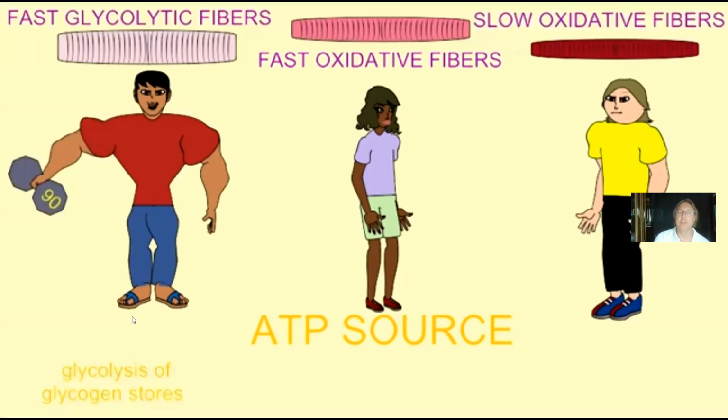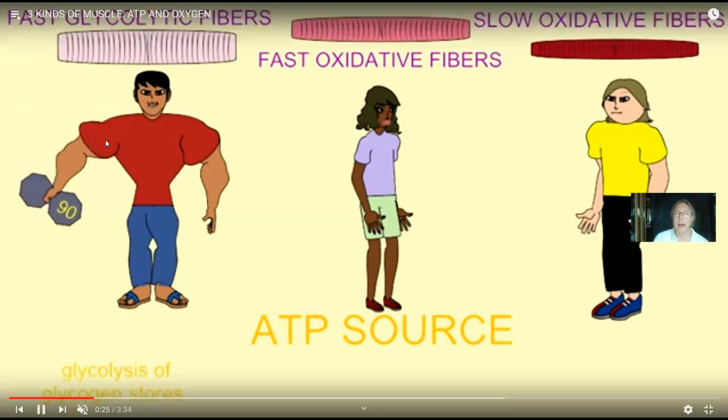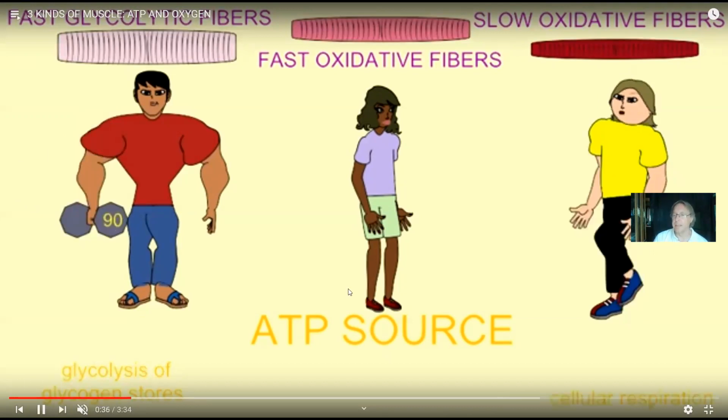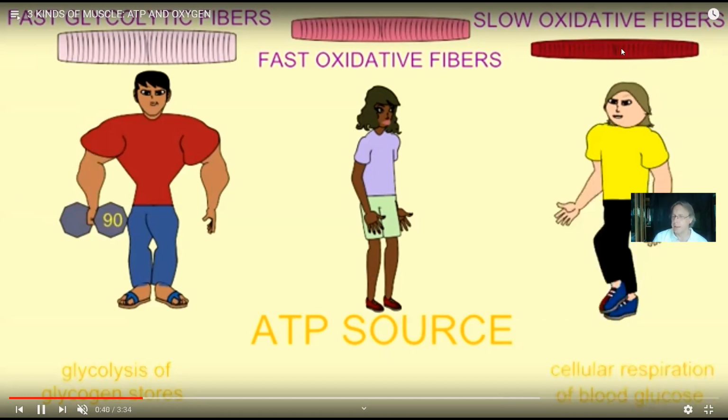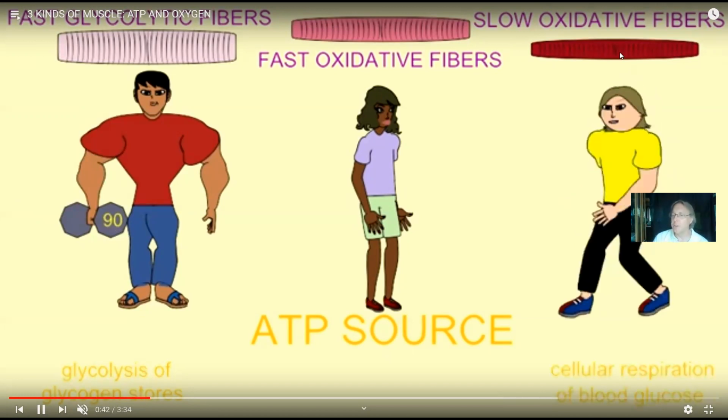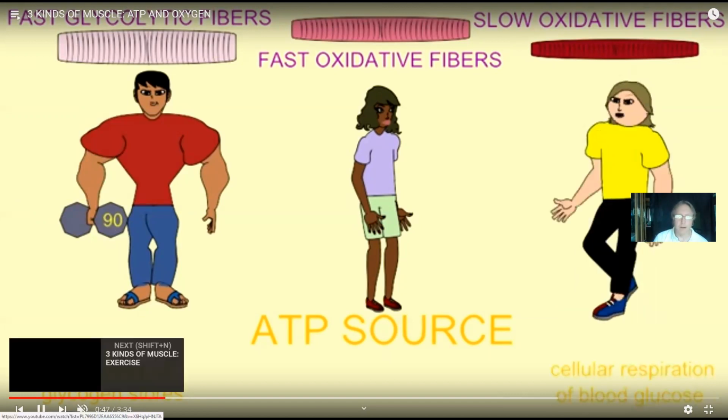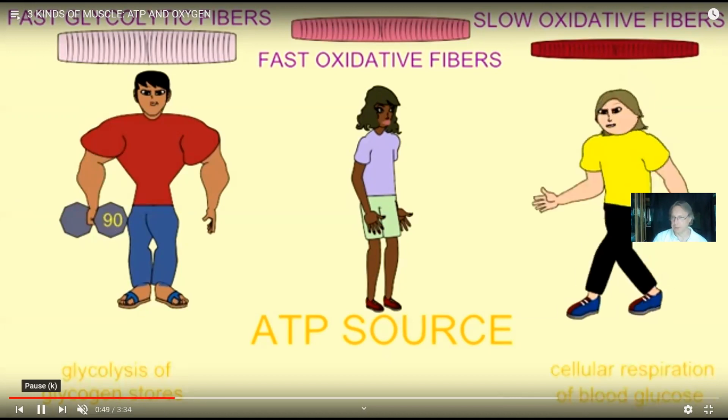And we can have these also in our arms, our chest. These can be larger in size. They primarily use glycolysis for their ATP source. Slow oxidative fibers, they're narrower, and they tend to use cellular respiration as their ATP source.